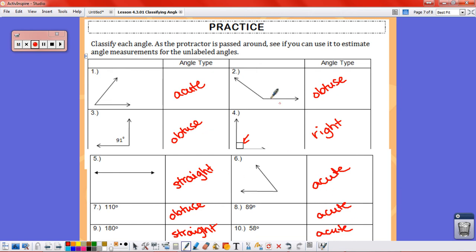And if the kids have time, I might ask them to estimate measurements for these, and I usually get somewhere around 60 for this one, and I usually get somewhere around, I don't know, 130 for this one, maybe 120, 140, depends. And this one looks kind of like that one just flipped over, so that one might be 60 degrees also. Just to get a feel for it.